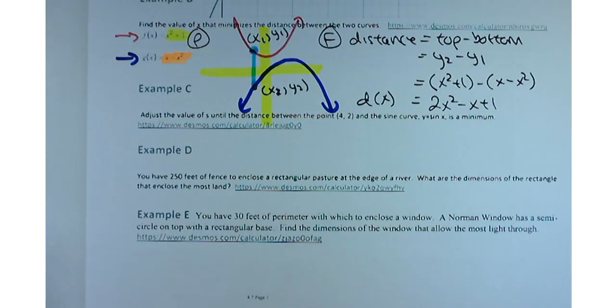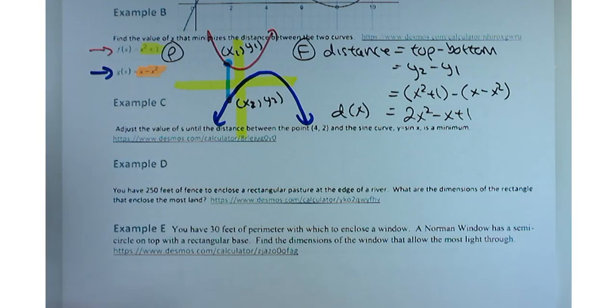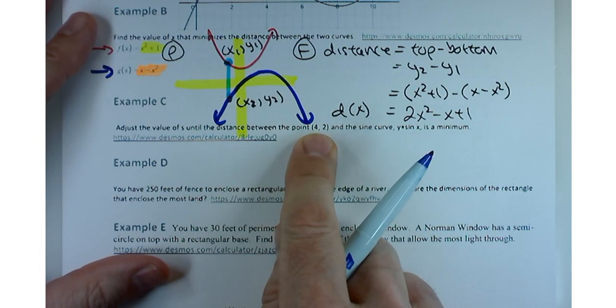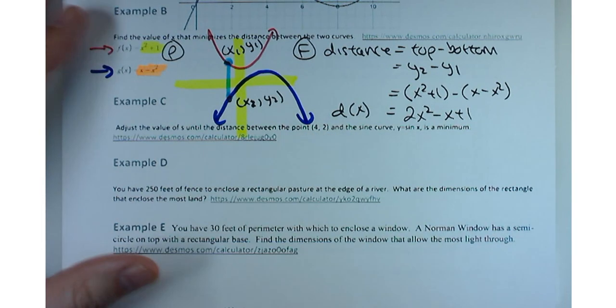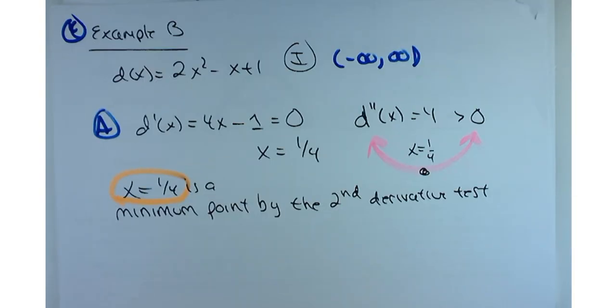Example C. Find the distance between the point (4, 2) and the sine curve so that that distance is a minimum. There's a little trick here, a couple of little tricks that you're going to have to pay attention to. So let's first of all look at the graph for this one.